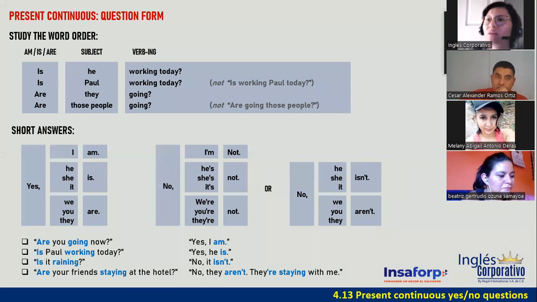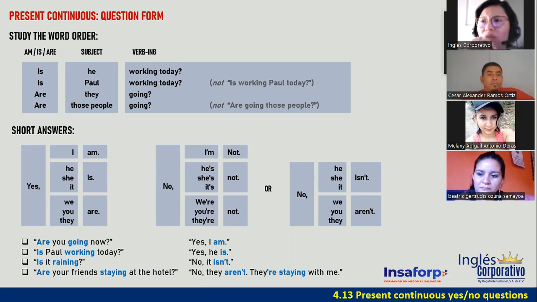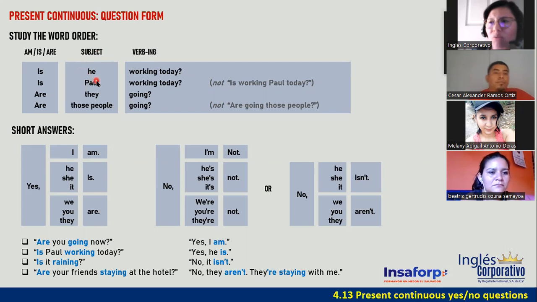Ahí está. So it says, study the word order. Okay. ¿Qué necesitamos entonces para nuestras preguntas? Number one, I need verb be, am, is, or are. Number two, I need a subject: he, all, they, those people. Number three, I need a verb plus ing and any complement.